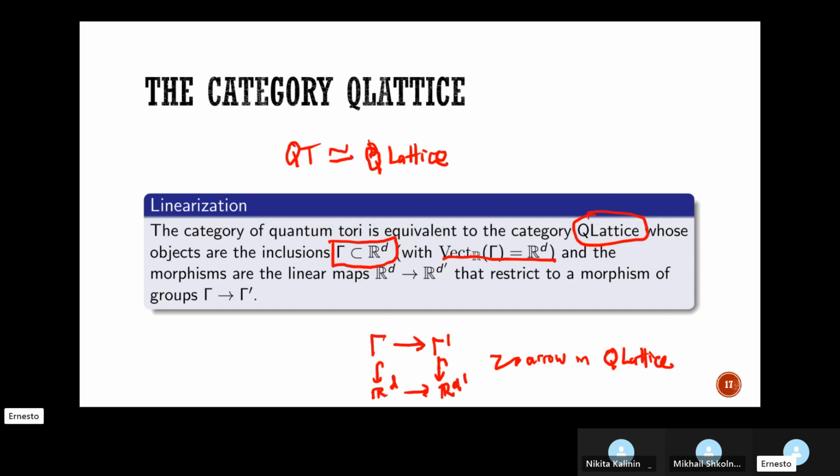And now this category is very concrete. Its objects are just, these are the objects. These are the objects. These are the arrows. It's very concrete now, and it's equivalent to the category of quantum torus. And this category we want to enhance, to complete to the category of quantum toric stacks or quantum toric spaces. But now this is very concrete. So I can put under the rug all this Picard stack story by using this theorem or proposition.